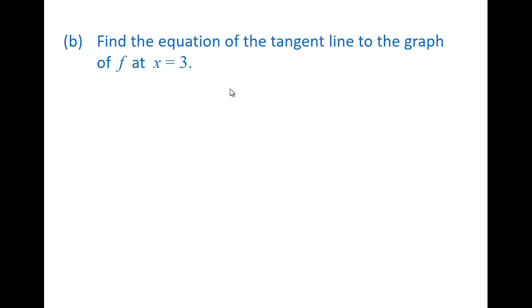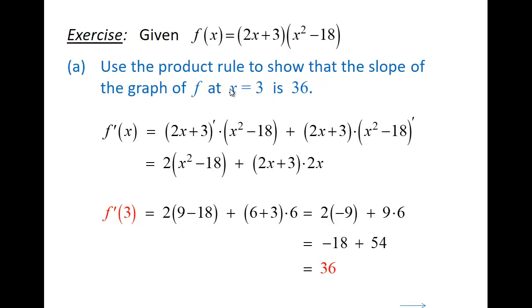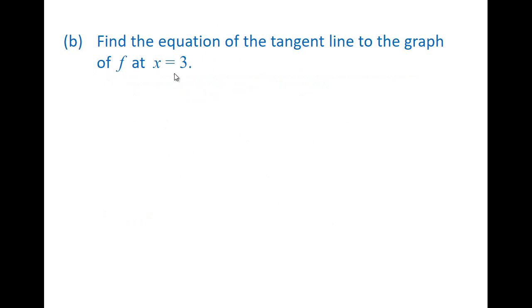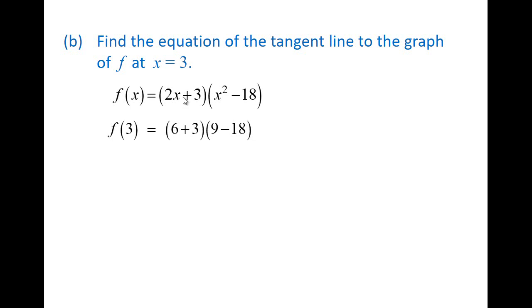So now let's say I want to find the equation of the tangent line to the graph of f at x equals 3. This is the same f here. We already know the slope of the tangent line at x equals 3, and we just have to calculate f of 3 because we want to find the equation of the tangent line at the point 3 comma f of 3. So the point corresponding to this x value is what? Well, this is f of x, so f of 3 would be 6 plus 3 and 9 minus 18, and that is equal to negative 81.